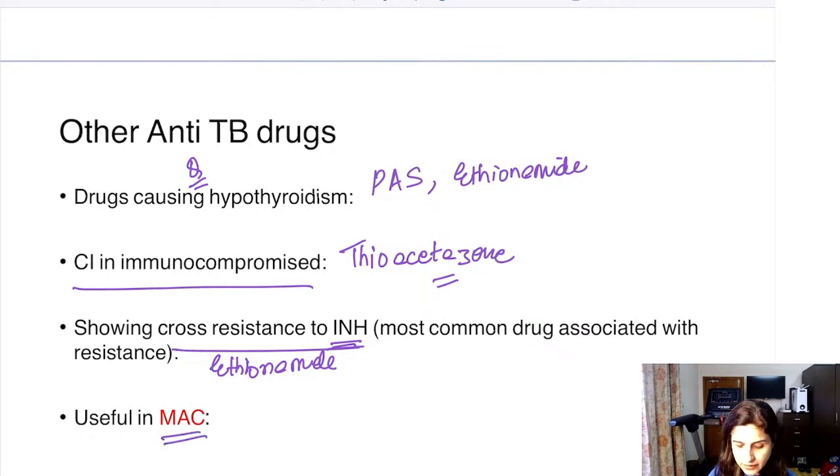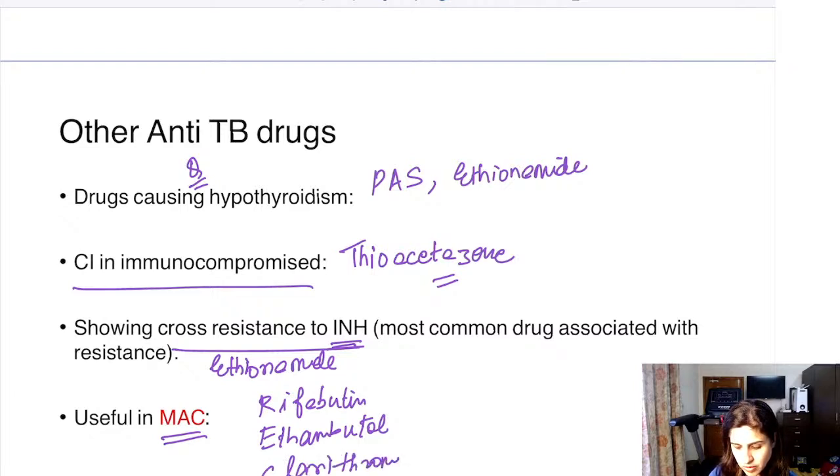So drugs which are useful in MAC are rifabutin, ethambutol, and clarithromycin, or you can use even azithromycin. Remember, INH should never be used in MAC. It's not used in MAC rather. So these are the drugs that are useful in MAC. Okay, so these were some important features.